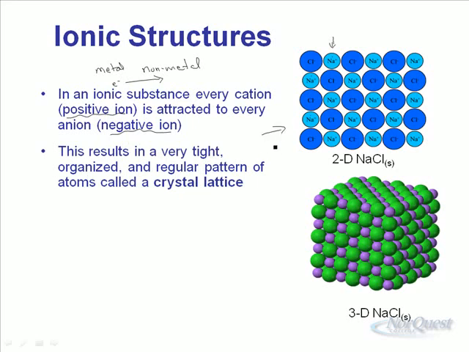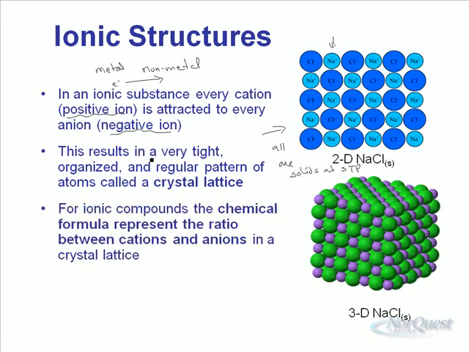This is also why all ionic compounds are solids at STP. All ionic compounds are solid at STP because these strong bonds are attracting the positive and negative ions to each other. So for ionic compounds, the chemical formula that we look at represents the ratio between cations and anions in this crystal lattice.